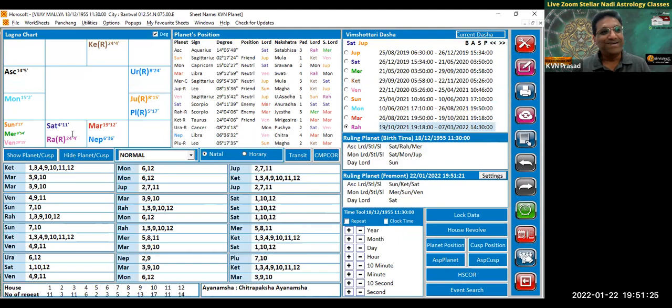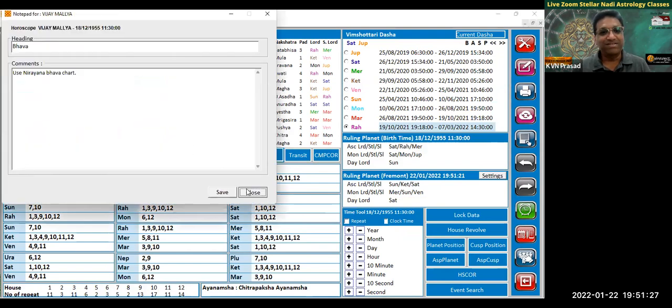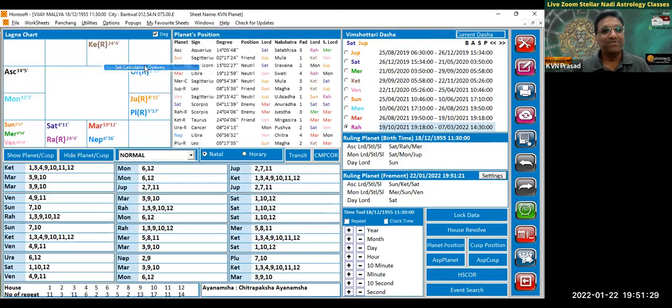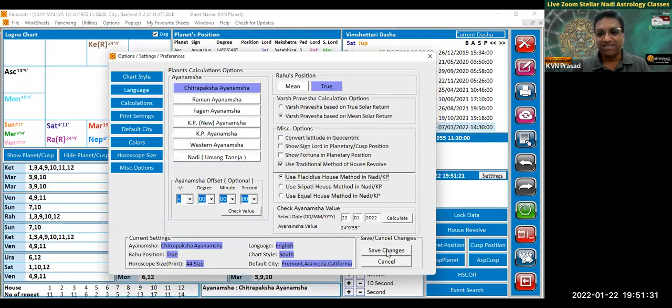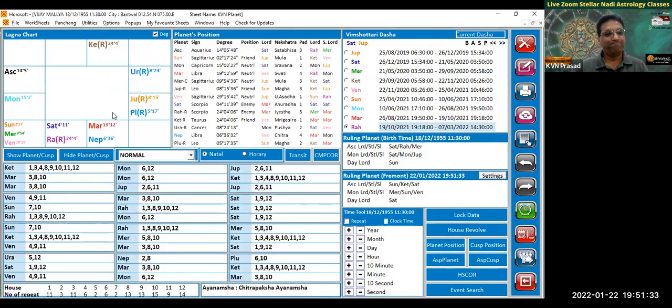Okay, let me say, for him, the Nirayana chart, I have to use the Placidus method. Why the Placidus method for him, sir? Like, that is the chart which is working correctly for them. Okay. What is the combination I said?